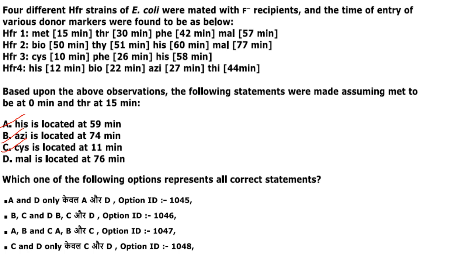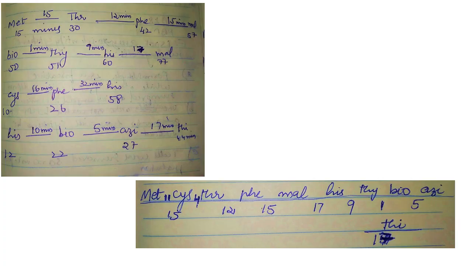Histidine is located at 59 minutes. That is correct. Then ASI is located at 74 minutes. That is also correct. Then cysteine is located at 11 minutes. That is also correct. MAL is located at 76 minutes. That is not correct. So these are the Hfr strains. Methionine 15, threonine 30. If you subtract 15 from 30, you will get 15 minutes. So methionine and threonine are 15 minutes apart.